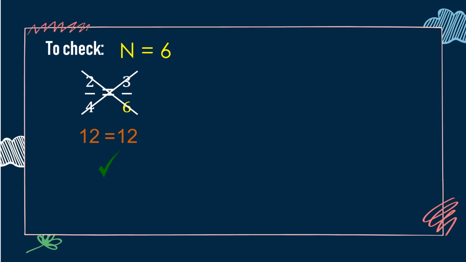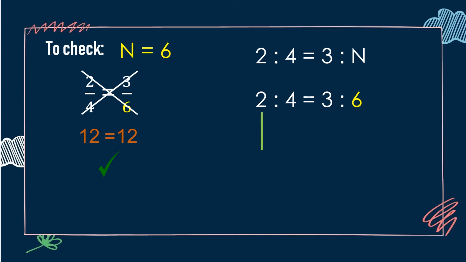We can also check our answer using column form. Let's substitute the value of n to the equation. Then, multiply the extremes. 2 times 6 is equal to 12. And multiply the means. 4 times 3 is also 12. Since the product of the extremes and the product of the means are equal, then our answer is correct.